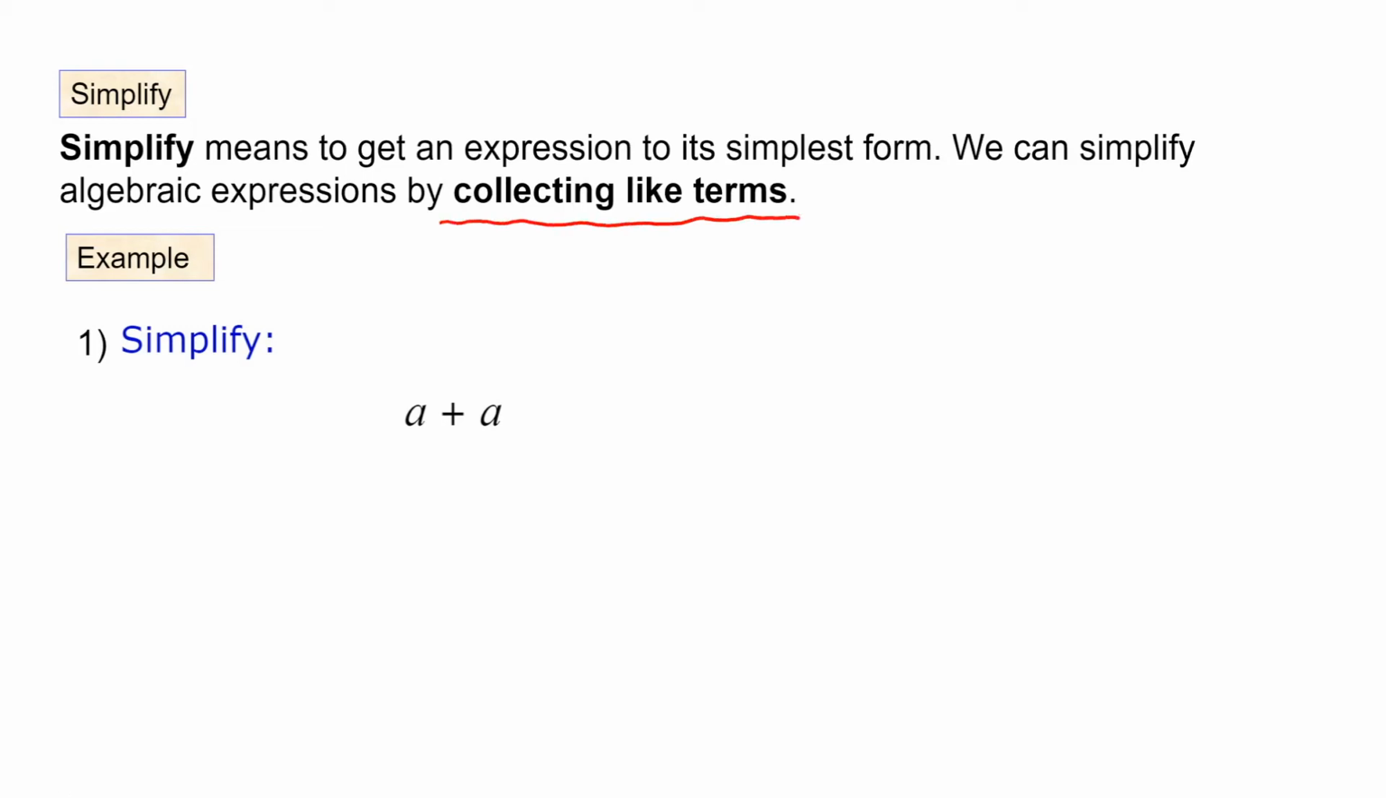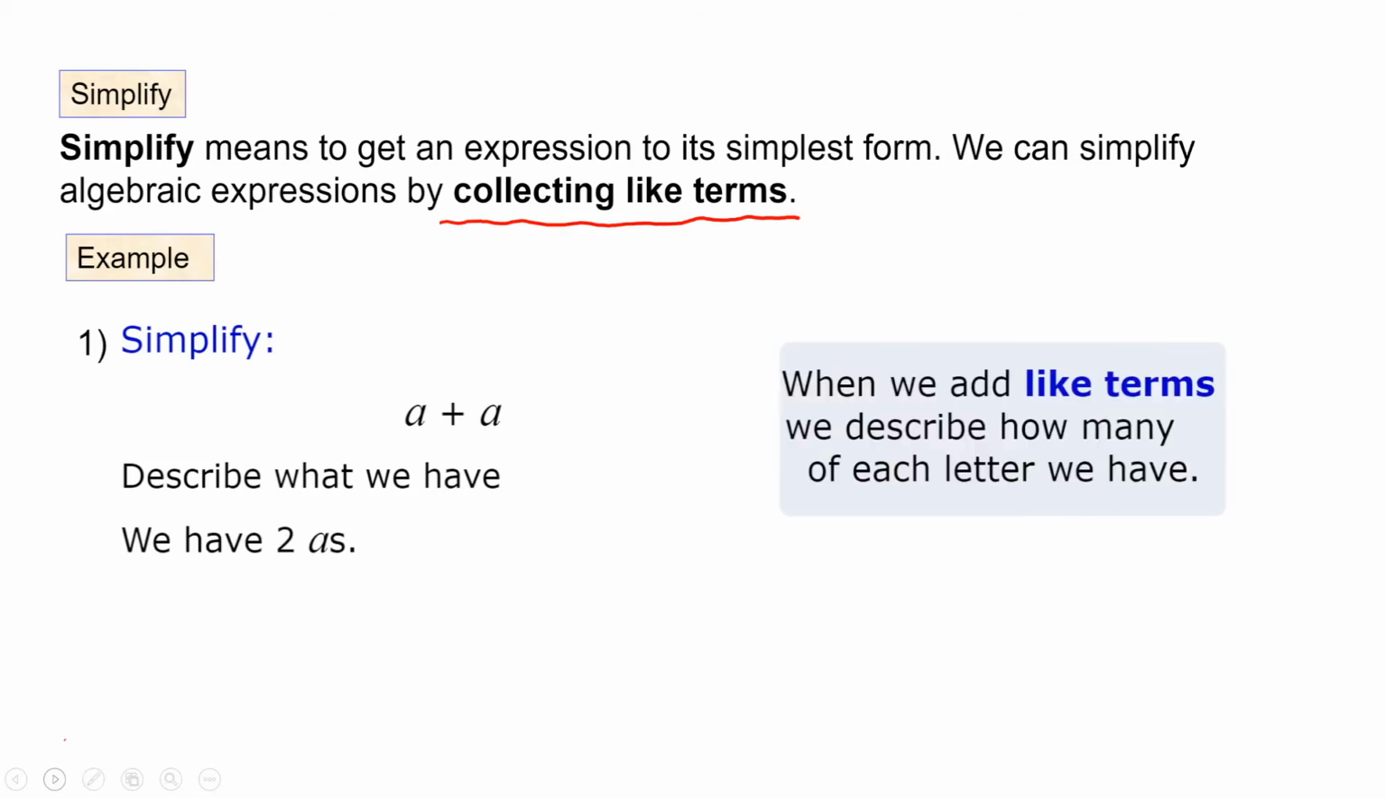So very simply then, let's look at this here. We've got an example which asks us to simplify a plus a. Now we should know that a and a are like terms because they are the same letter and in the same form. Okay, so let's describe what we have got here. We have got two a's. Okay, so when we add like terms, we describe what we have got. So here we have a plus a, two a's, so we write down 2a, and that would be our answer.